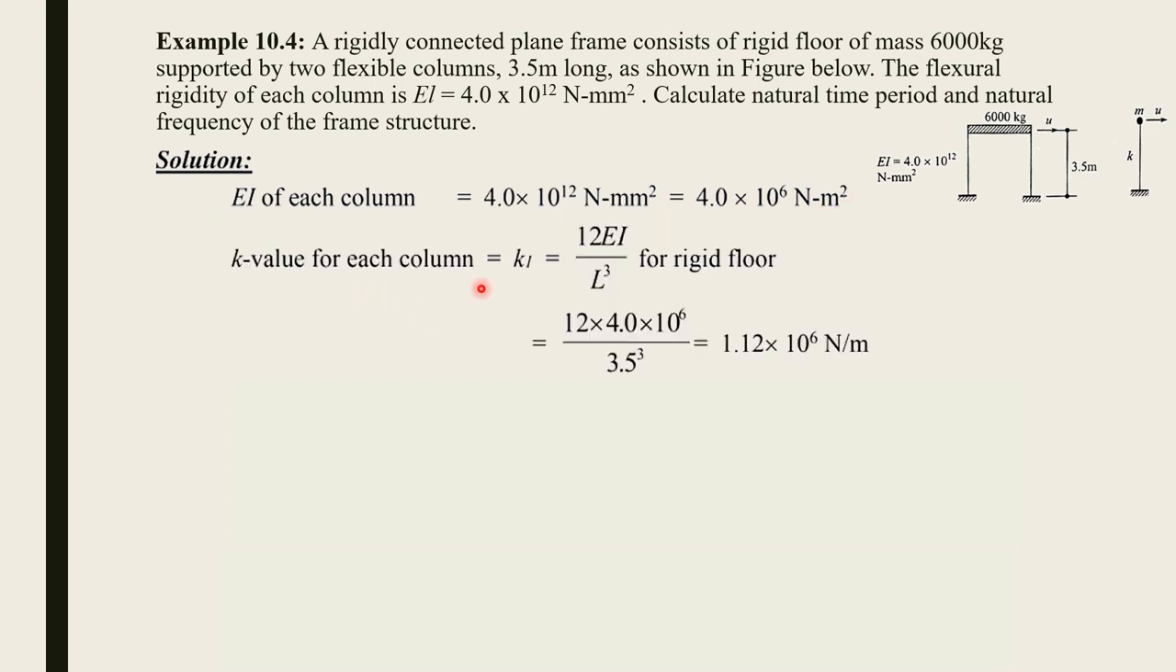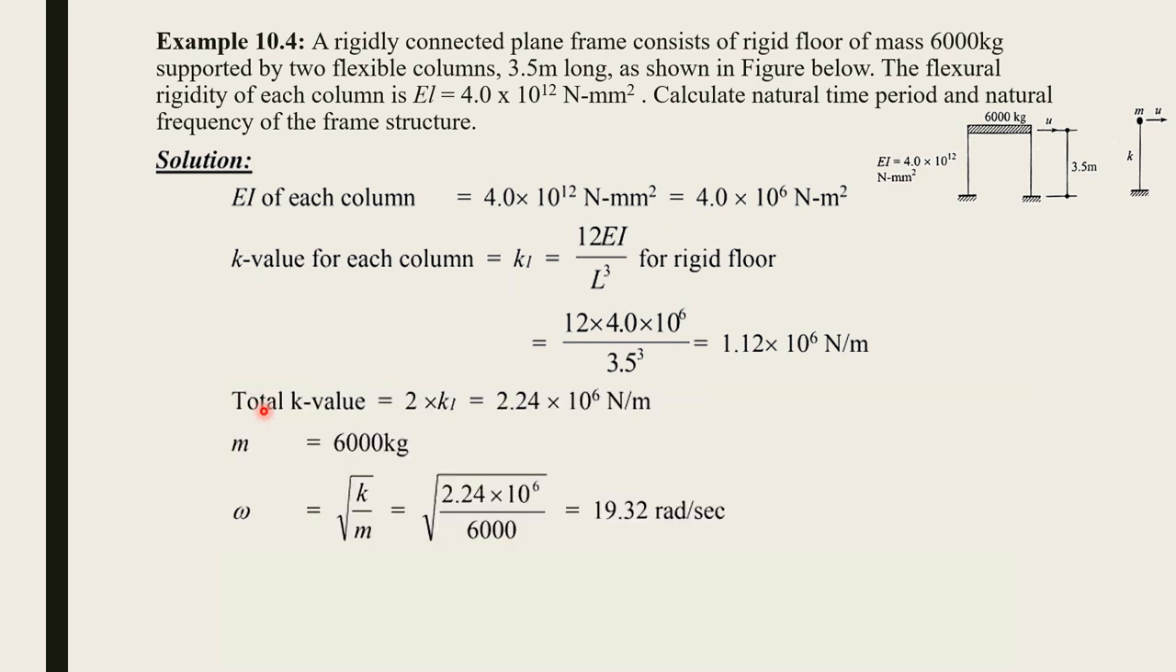The k value for each column is k1 equal to 12 EI over L cube, for a rigid floor, meaning deformation at the top is restricted. So 12 times the EI value divided by 3.5 cube gives k1 for one column. The total k is 2 times k1, since the second column also has k1. Here the mass of this story is 6000, and omega is the square root of k over m, with k in newton per meter and m equal to 6000, so the value is 19.32.